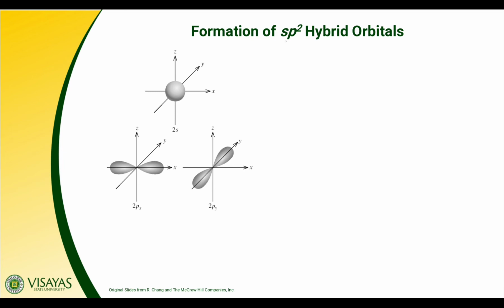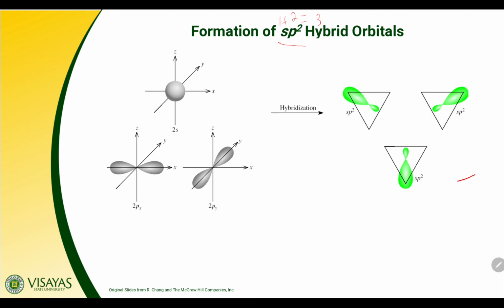Next, we have the formation of sp2 hybrid orbitals. So when we say sp2, that means we have one s and two p orbitals mixed. How many sp2 hybrid orbitals do we form? We have 1 plus 2, so 3 sp2 hybrid orbitals are formed. And each of these is directed to the three corners of a triangle. For example, we have boron trifluoride.